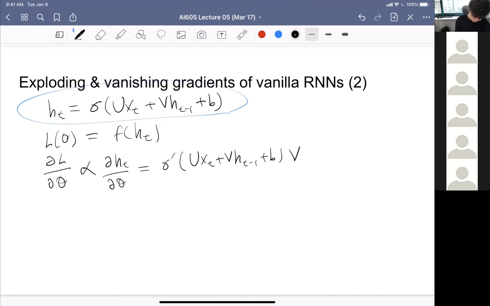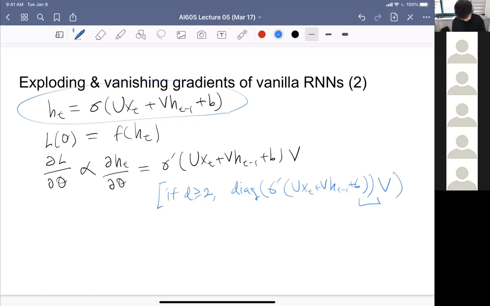So more formally, if we're operating in dimension higher than one, if D is greater than or equal to two, then it becomes simply diagonal of U of XT plus V of HT minus one plus B and V. In this case, of course, this will be matrix multiplication. You can check yourself that the only difference is that you put a diagonal operation instead of nothing when you are going from one dimension to more than one dimension.